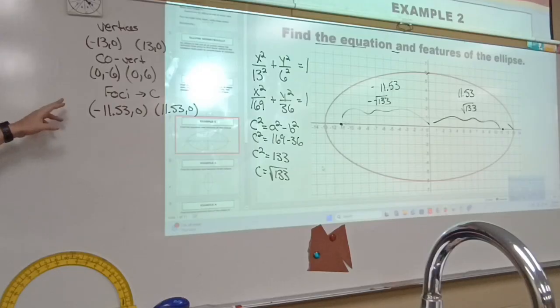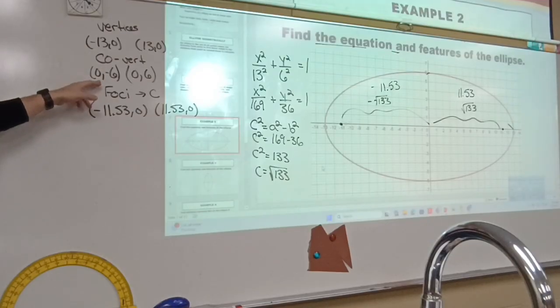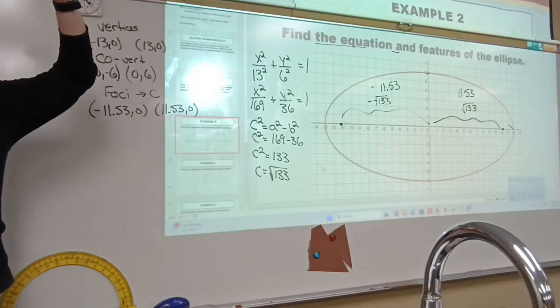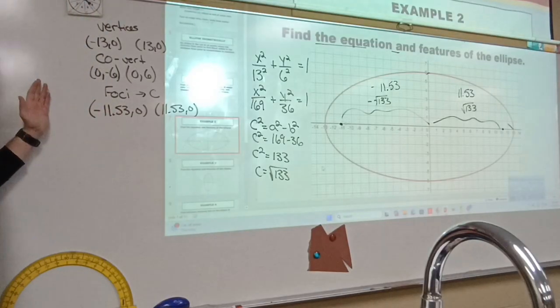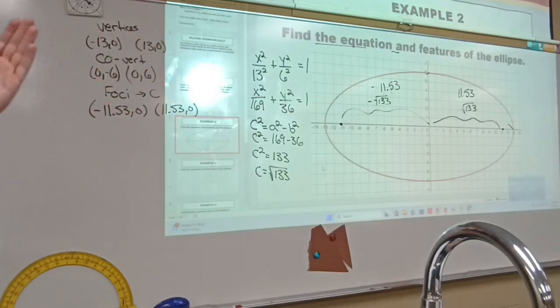Like eccentricity would be C over A. And the length of my major axis would be 26, right? Because it's just 13 and 13. Length of my minor axis would be 12, 6 plus 6. The length of my focus would be 23, right? You're just adding those numbers up.